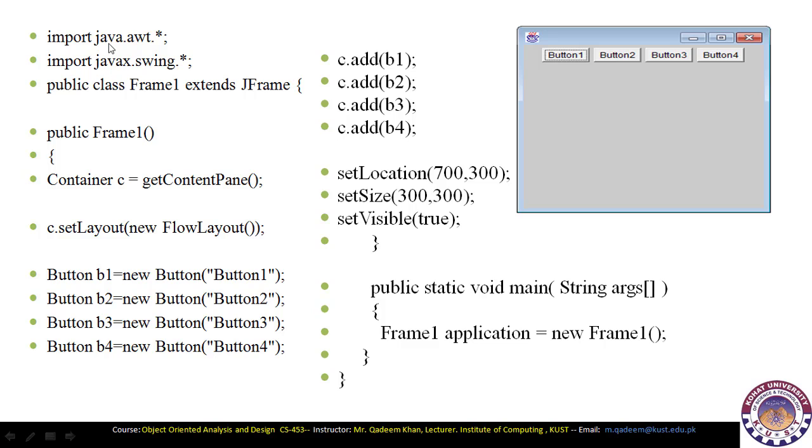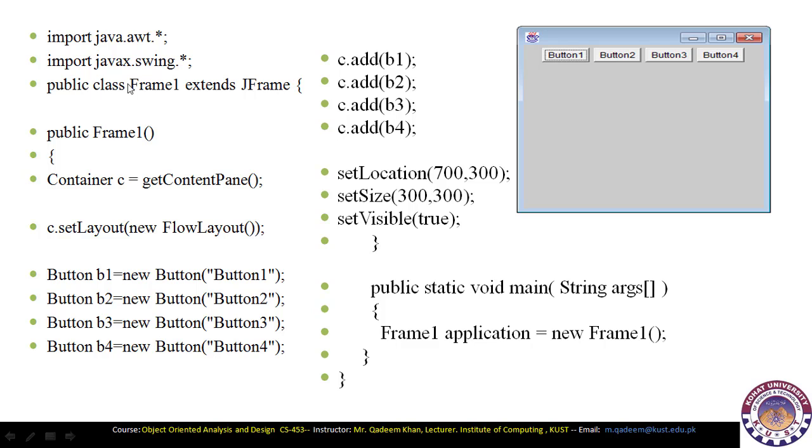Now these are the libraries we use in Java programming. import java.awt.*; it is used for the JFrame and for the container. Also we have import javax.swing.*; this library is used for the Swing components like buttons.